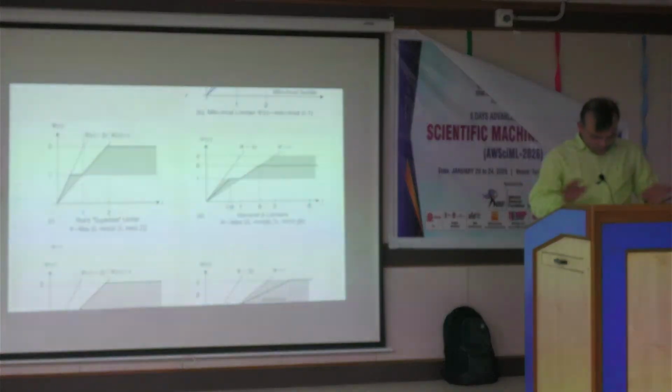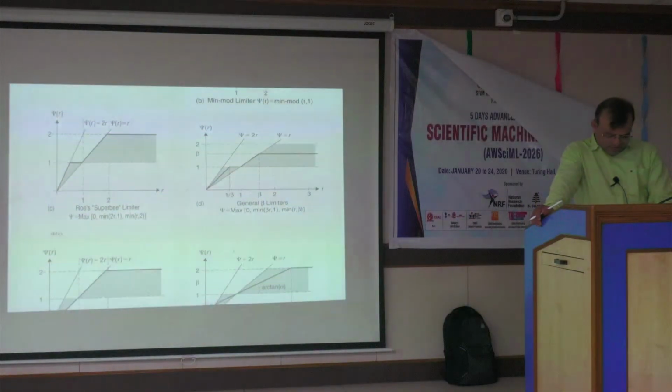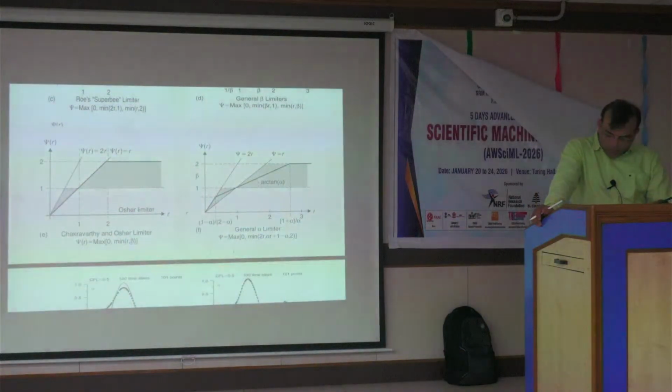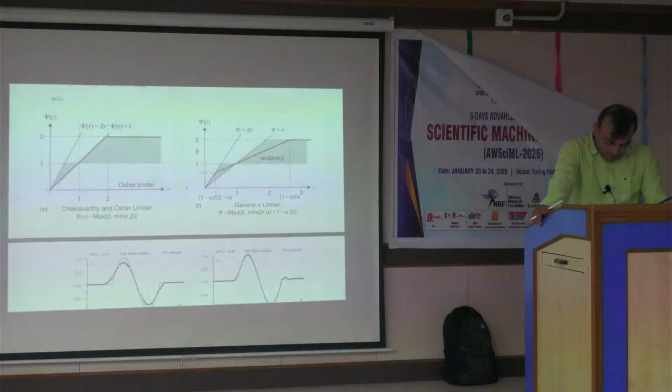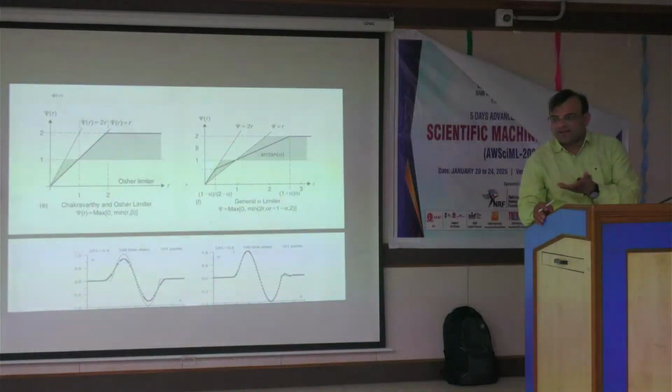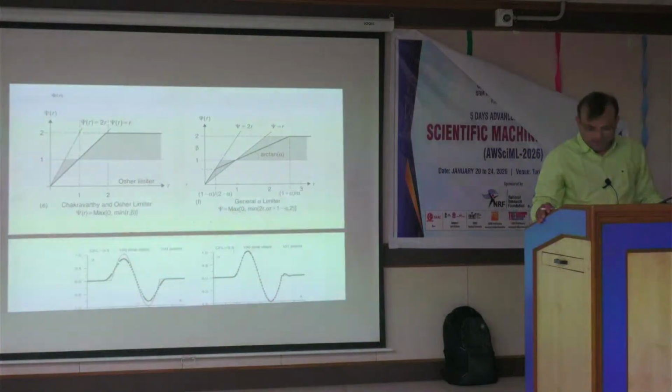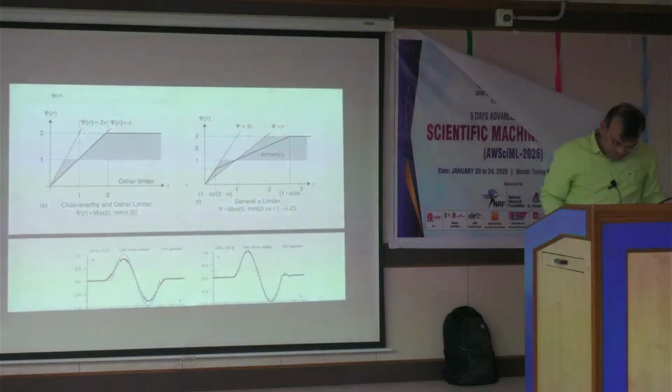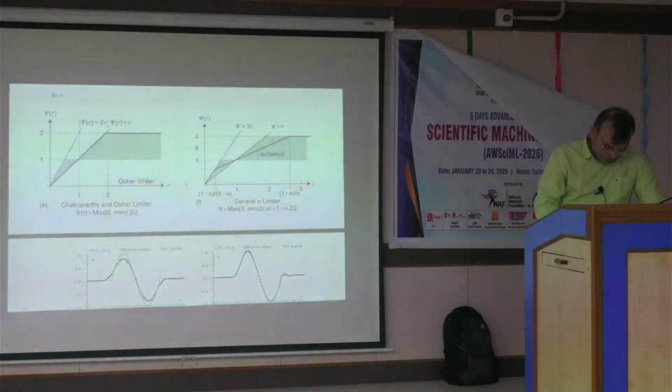There are many others: the Superbee limiter and general beta limiters, and one is the Osher limiter. Maybe the Somasundaram flux is also there, and I think Professor Dubey also introduced some limiters in 2005 and 2006.